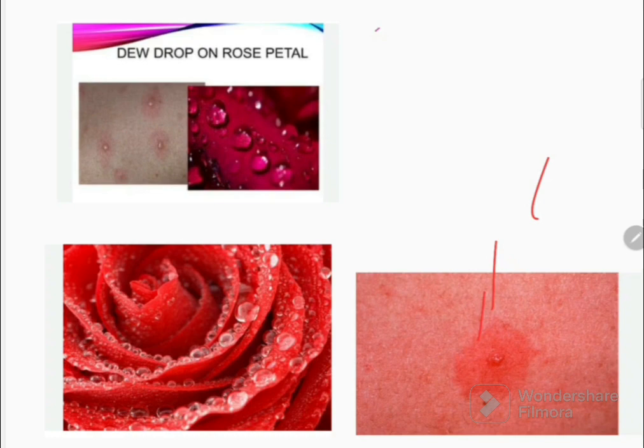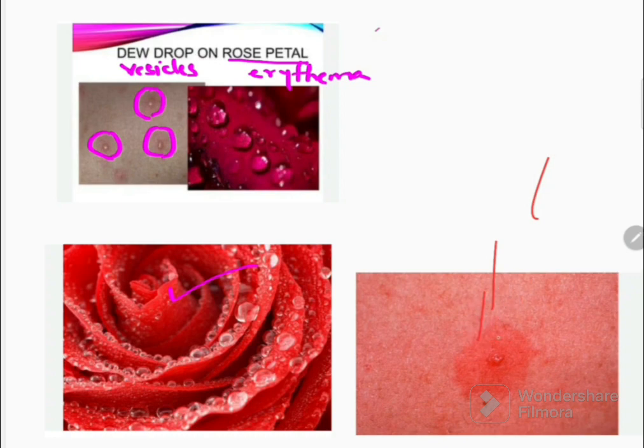See, this is the actual picture of a dewdrop. Can you see these water drops? And this is a rose petal. Similarly, if you see the patient's lesion, just like the dewdrop, these vesicles are there. Can you see these small vesicles? These vesicles are the dewdrop. And can you see this red lesion surrounding it? Erythematous lesion. This erythema surrounding the vesicle represents the rose petal. This is how dewdrops on a rose petal actually look.